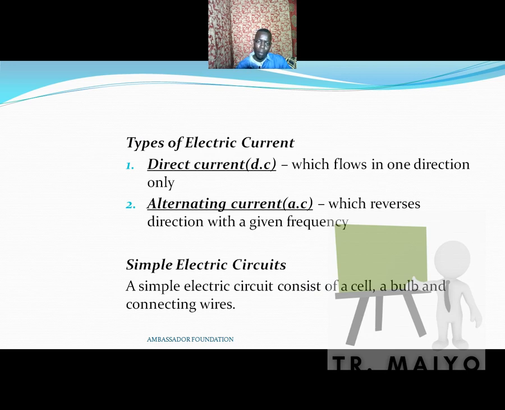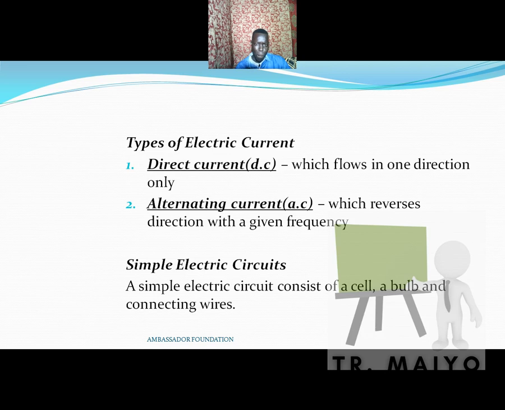So now this type of current that we are dealing with, because it's the main thing we are studying here, is categorized into 2. We have direct current, we call it DC. When you see DC in physics, it is not district commissioner, it is direct current. We also have what we call alternating current. This is not assistant chief, it is a current that alternates.